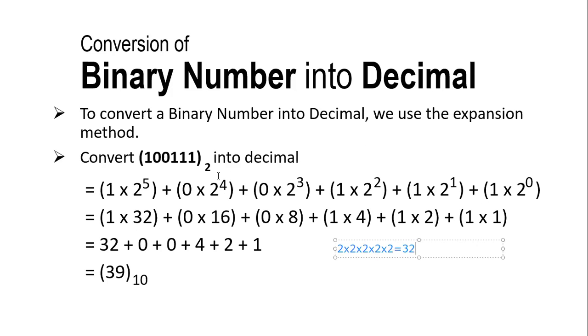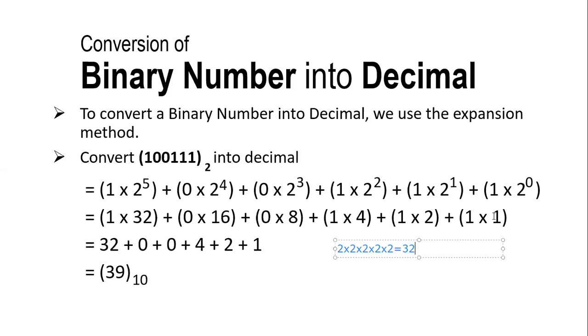We need to solve these powers in the same manner. This 2 we need to multiply again and again with itself 4 times, and then you are going to get the answer 16. Over here 8, in the same manner 4, in the same manner 2.